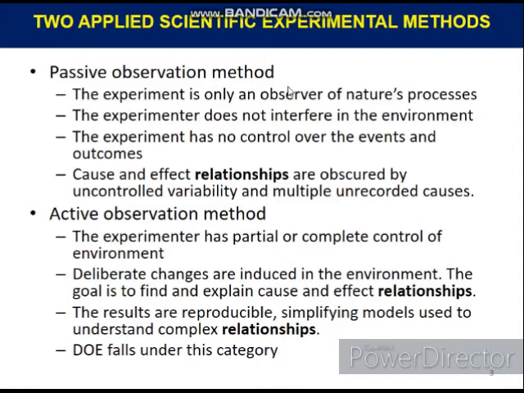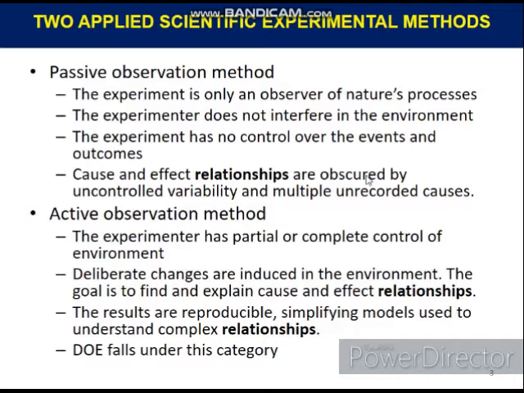So basically, passive observation method is when the experimenter is only an observer of nature's processes and does not interfere in the environment. The experimenter has no control over the events and the outcome, and cause and effect relationships are obscured by uncontrolled variables and multiple unrecorded causes. So this is passive observation methods.